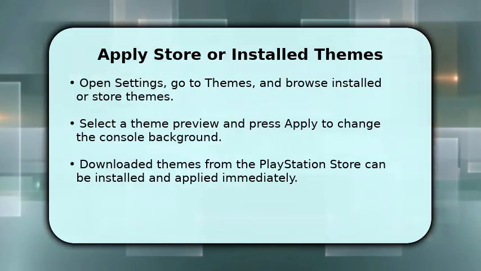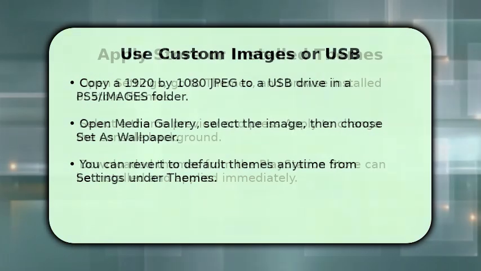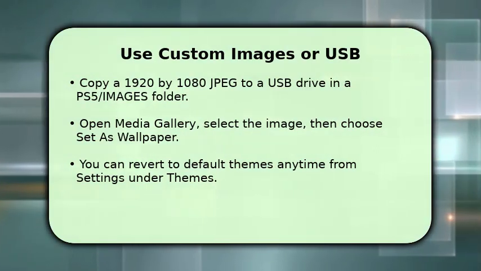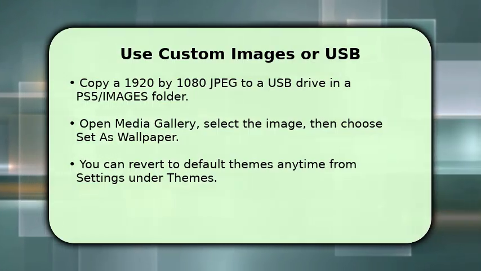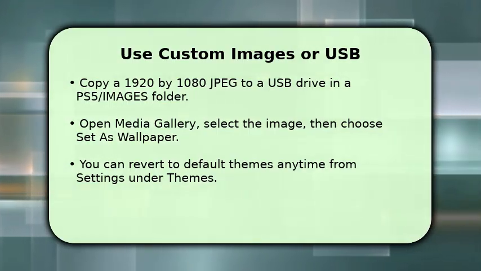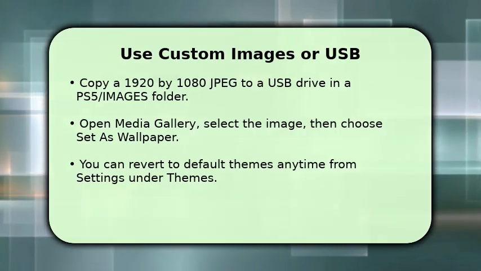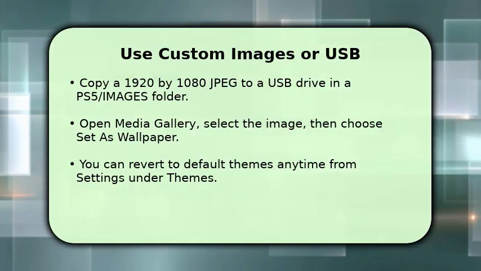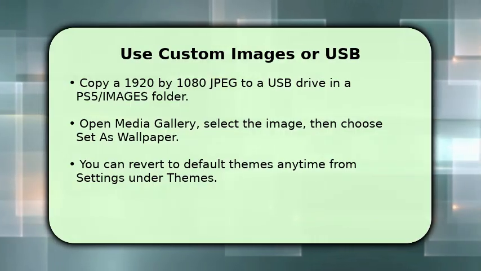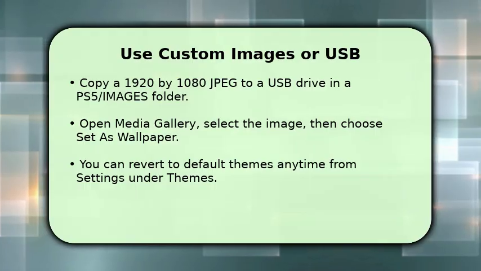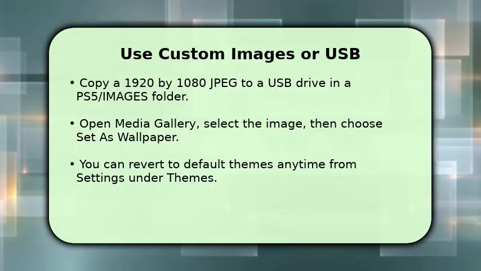Prepare a custom image scaled to 1920 by 1080 pixels and save it as a JPEG. Copy that file to a USB drive in a PS5/images folder and safely eject the drive. Insert the USB into the console, open Media Gallery, and locate your image under USB Media. Select the image, press Options, then choose Set as Wallpaper to apply it.